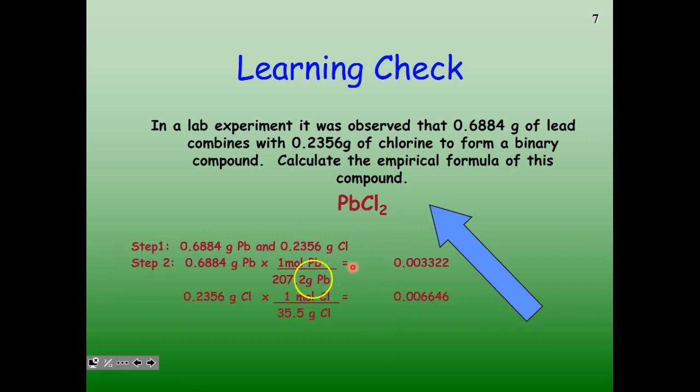Then find the moles of chlorine. Take the grams that you were given in the problem, divide by the molar mass, and here's the number that you come up with. Choose the smaller of the two numbers, so in this case it's moles of lead, and then divide both values by that smaller number. When you do that, for lead you come up with a nice whole number of 1, and for chlorine, 2. So the subscript for lead in the empirical formula is 1, so just Pb. The subscript for chlorine is 2, so PbCl2, lead chloride, is the empirical formula for our compound.